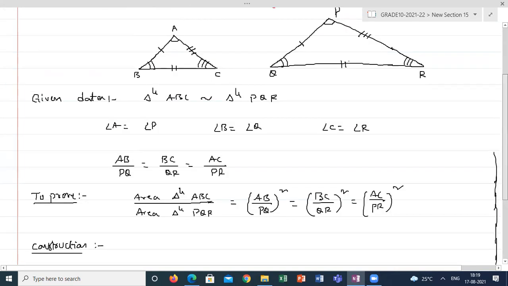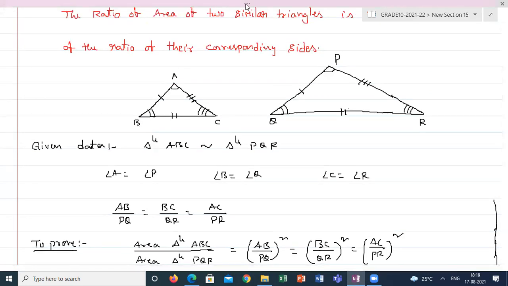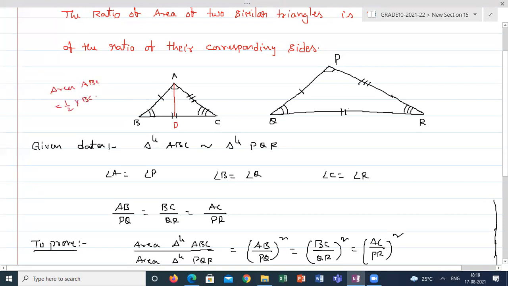Students, if I am drawing an altitude from any vertex, then it will be easy. Suppose AD is the altitude to BC, then the area of ABC is equal to half into BC into height AD. Suppose I am taking a perpendicular from P, which is meeting QR at M. So this QR is the base for PQR and PM is the height.